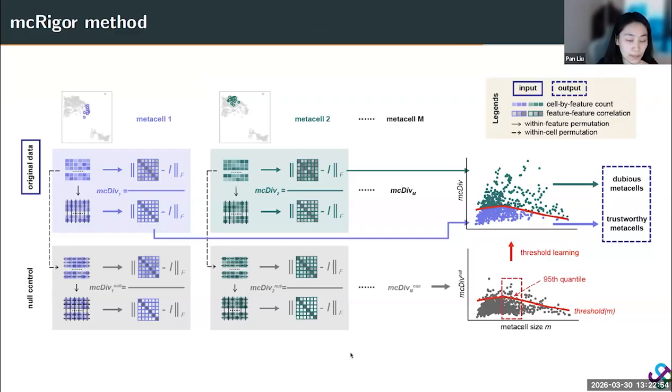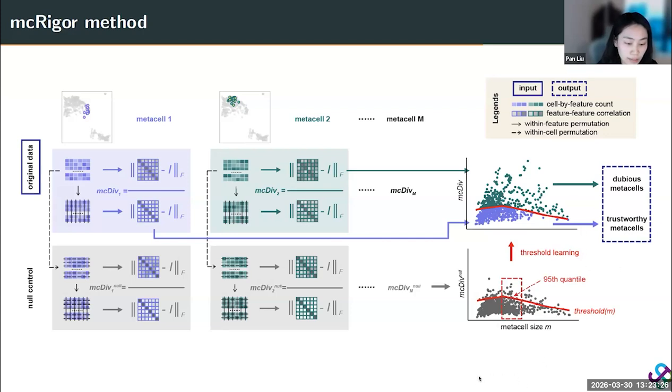Then by pulling all the MCDIV null values together, we can derive a threshold for the MCDIV null statistics, shown by this red curve line. So if the MCDIV of one metacell goes above this threshold, we would consider it a dubious metacell. And if it goes just below this threshold, we consider it a trustworthy metacell.